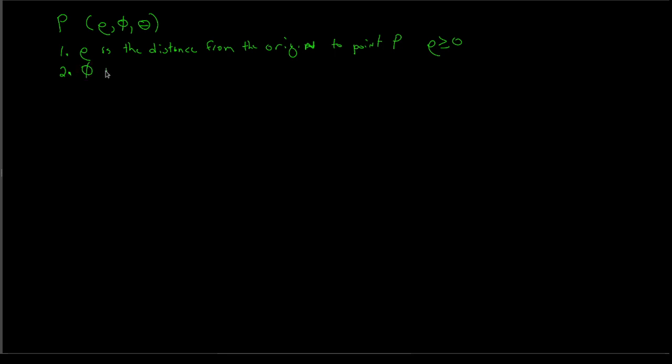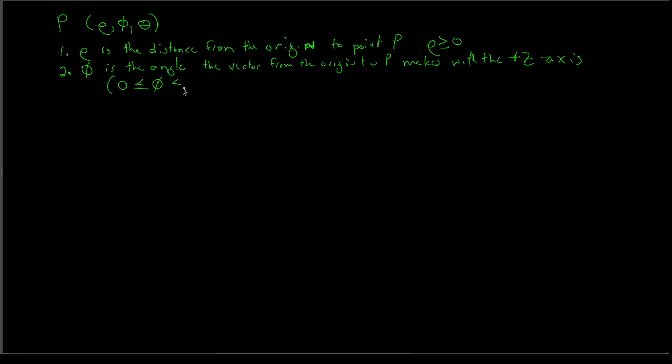phi is the angle that, if we call the origin O, then the vector from the origin to P makes with the positive z-axis. And so phi is going to be trapped between 0 and pi.